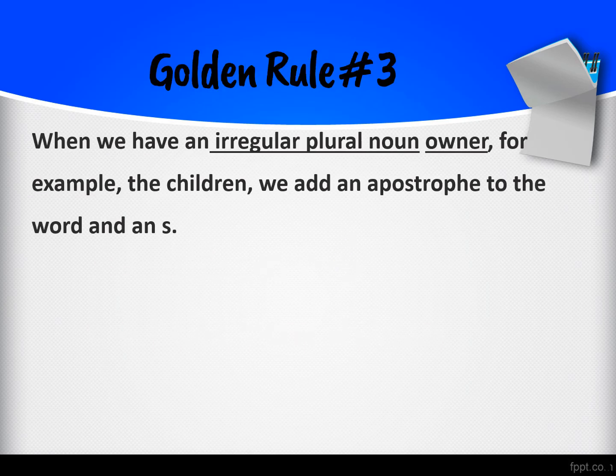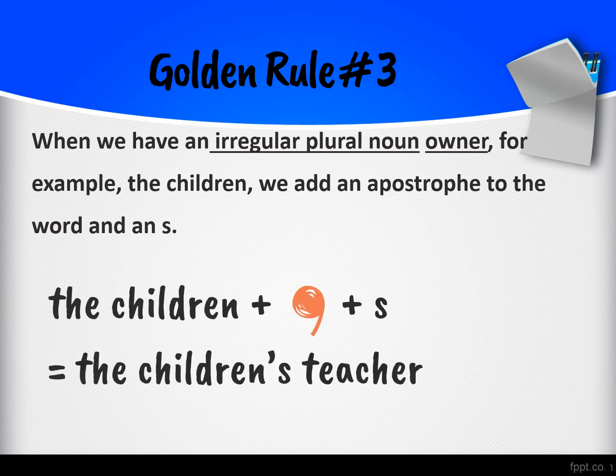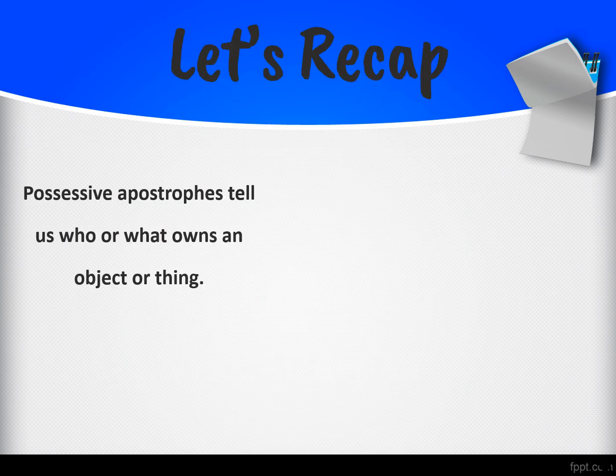Third rule, when we have an irregular plural noun owner, for example, the children, we add an apostrophe and an s to the word. Children is a plural form, but it does not end with s. It is an irregular plural noun, so we add apostrophe and s as we do with the singulars. The children plus apostrophe plus s: the children's teacher. Let's recap.